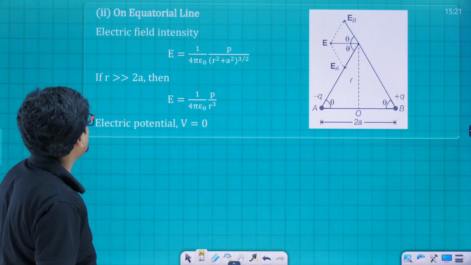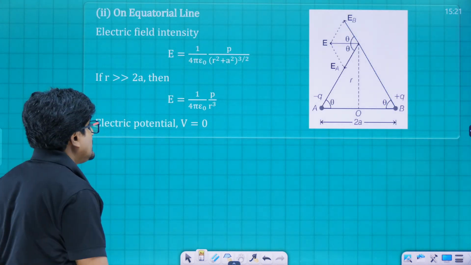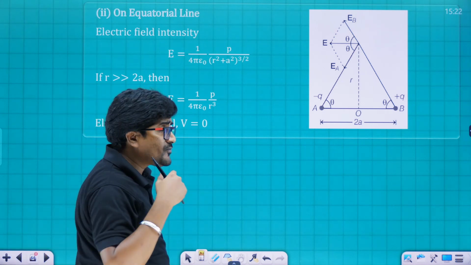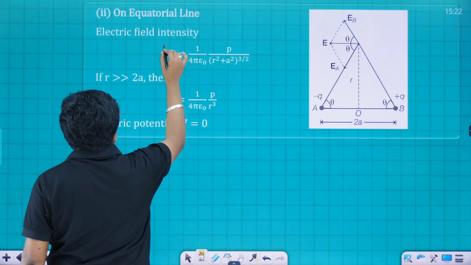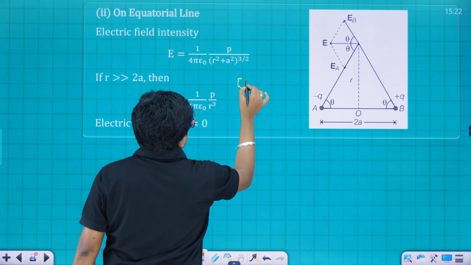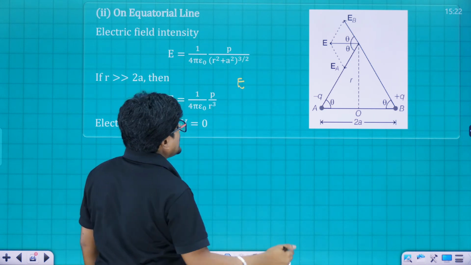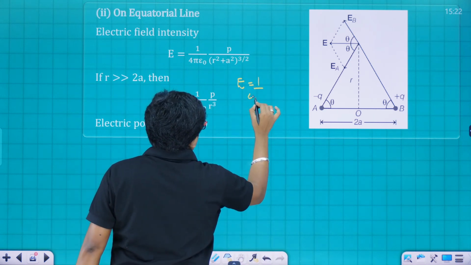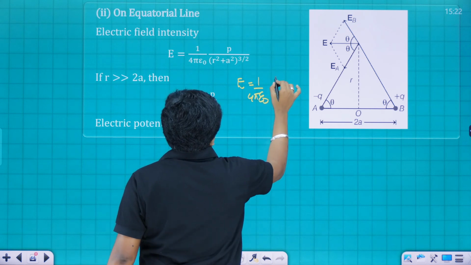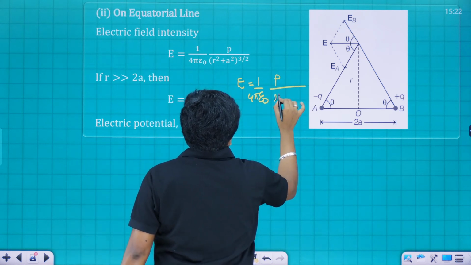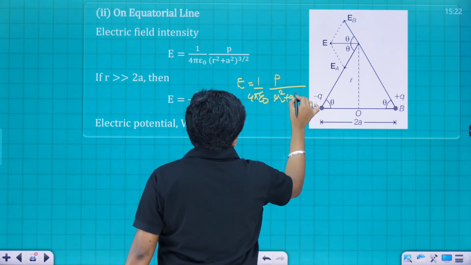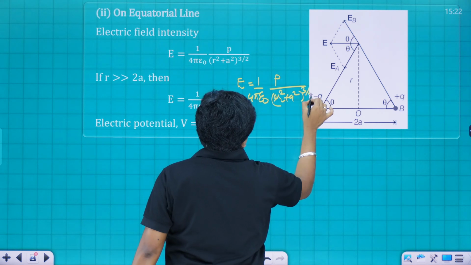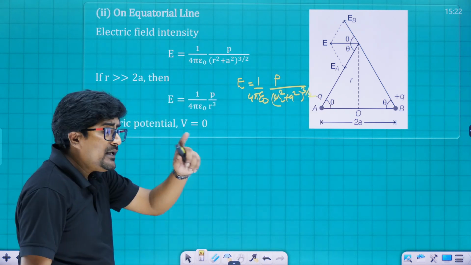All right, moving to the next, that is on the equatorial line. I already told you what stands for the equatorial line. So if we calculate the electric potential, there E is not electric potential, electric field, I'm sorry. Electric field here, this is going to be 1 divided by 4 pi epsilon naught times p divided by (r square plus a square) raised to 3 by 2 at any point along the equatorial line.